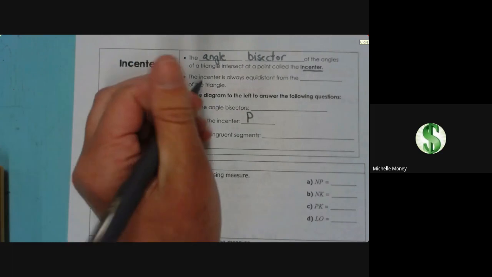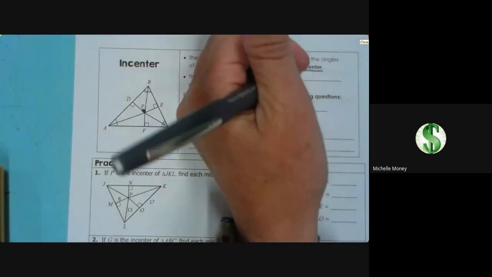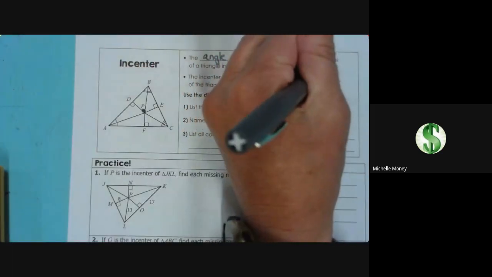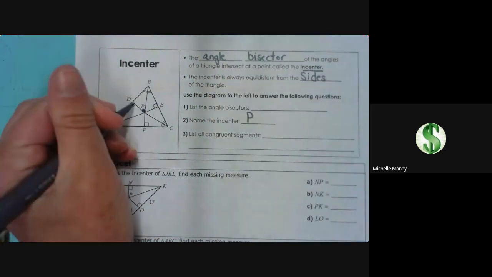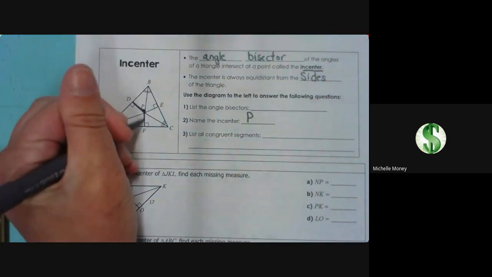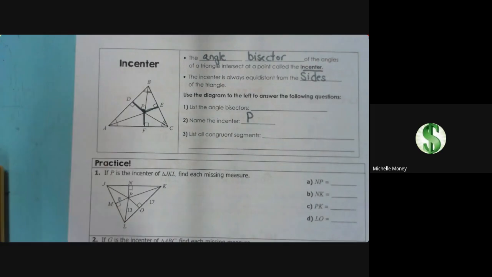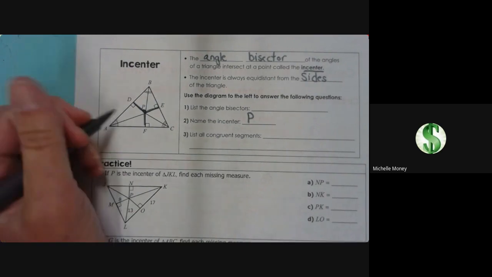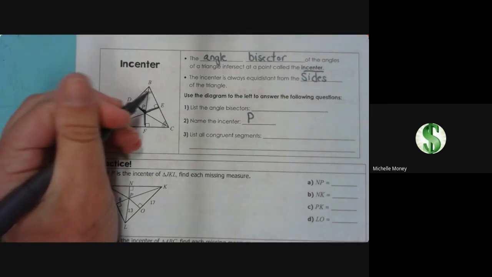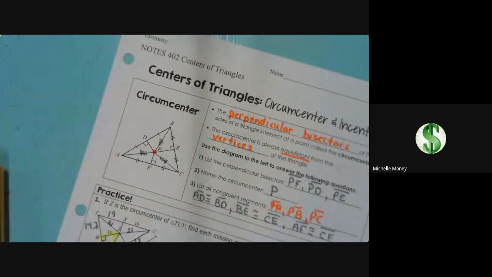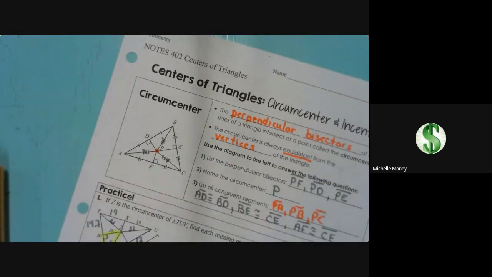Now the incenter is always equidistant from the sides of the triangle. So that's going to be these three sides. Okay. Don't be confused with the perpendicular bisector versus this. The way you know the difference is these are going to have these little angles congruent, where the circumcenter did not focus on angles other than the 90 degrees.